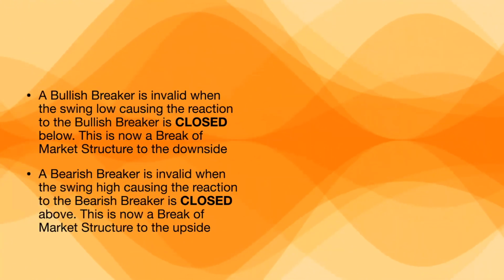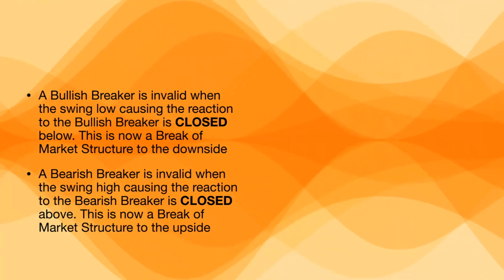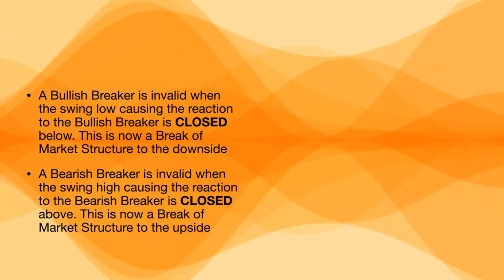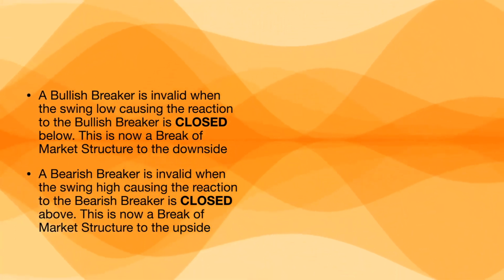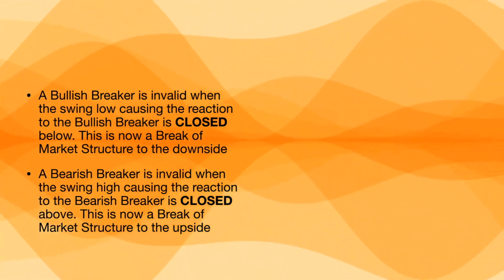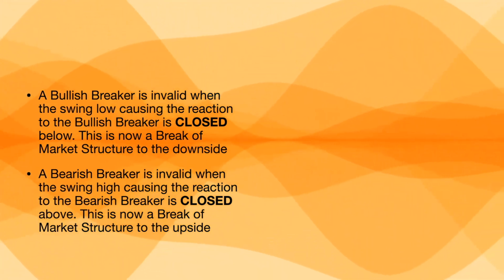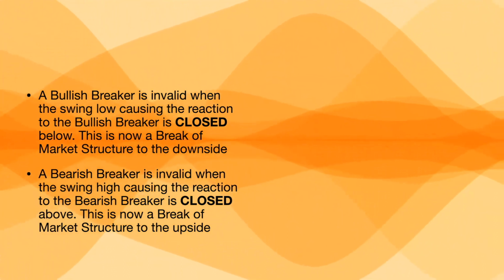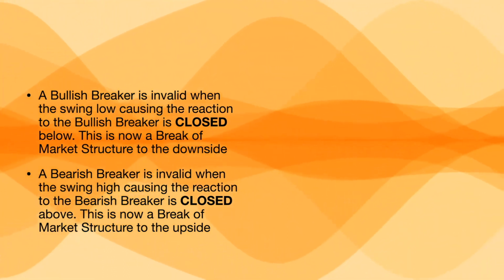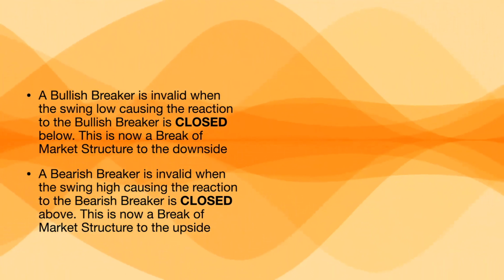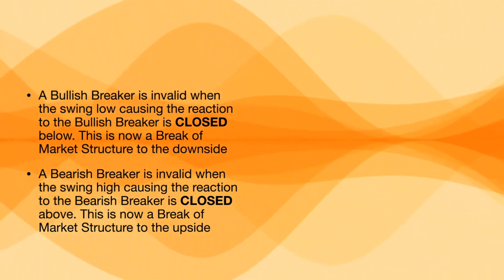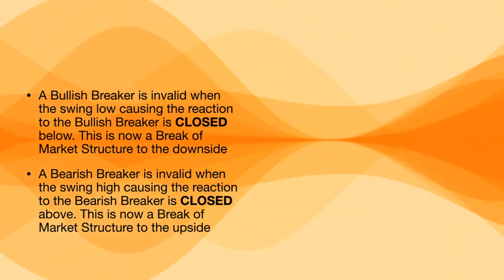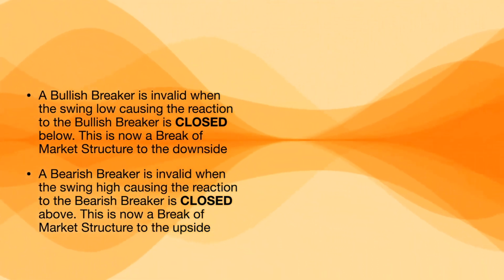Invalidation of breakers. We know how we get reactions: every time we have a valid POI, we are going to get reactions. We can have a fair value gap reaction, a breaker reaction, an order block reaction. A bullish breaker is invalid when the swing low causing the reaction to the bullish breaker is closed below. Let's say you have a low that's reacting from the breaker, and price suddenly closes down below that low. That is a break in market structure.